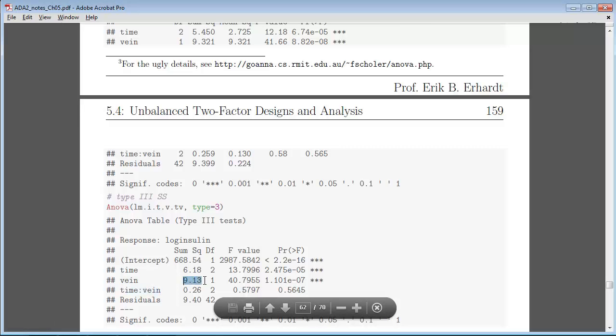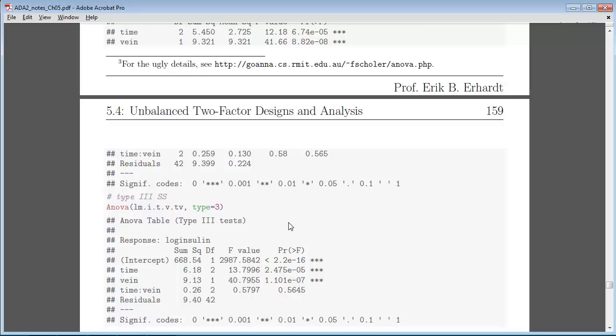Okay, so that's 9.13. Up here, vein was sequential. In this model, we have 9.3, right, which is different than 9.13. And this is asking what's being accounted for when only time is in the model, right? Because this is sequential up here. Time by vein isn't in the model yet. So that's why those are different. And finally, time down here is asking what's the variability accounted for by time after accounting for both vein and the time by vein interaction. That's only 6. Whereas up here, time was the first thing added, and it's 5.